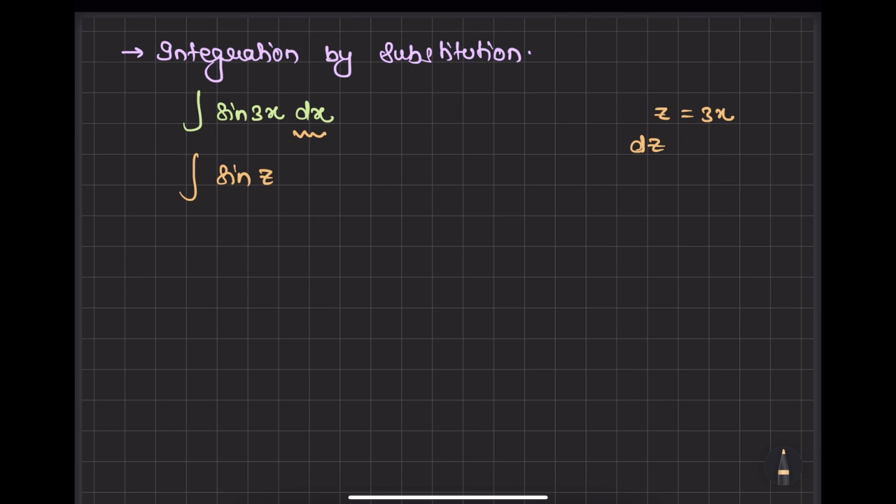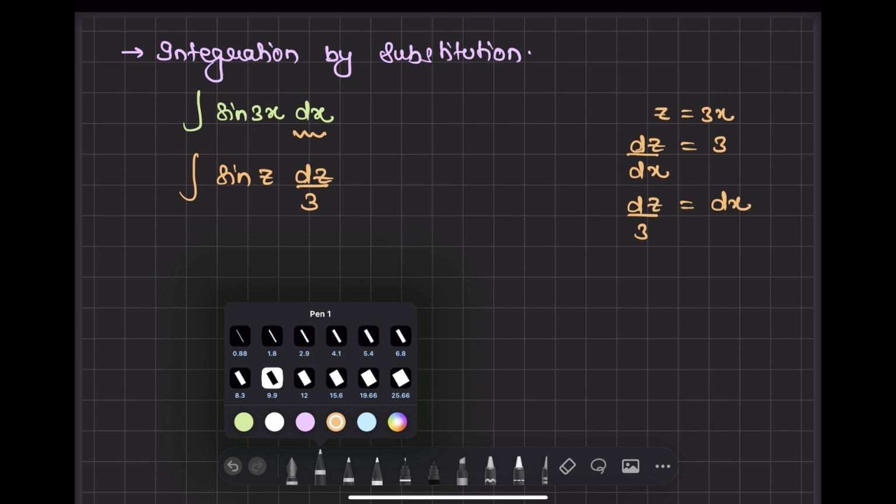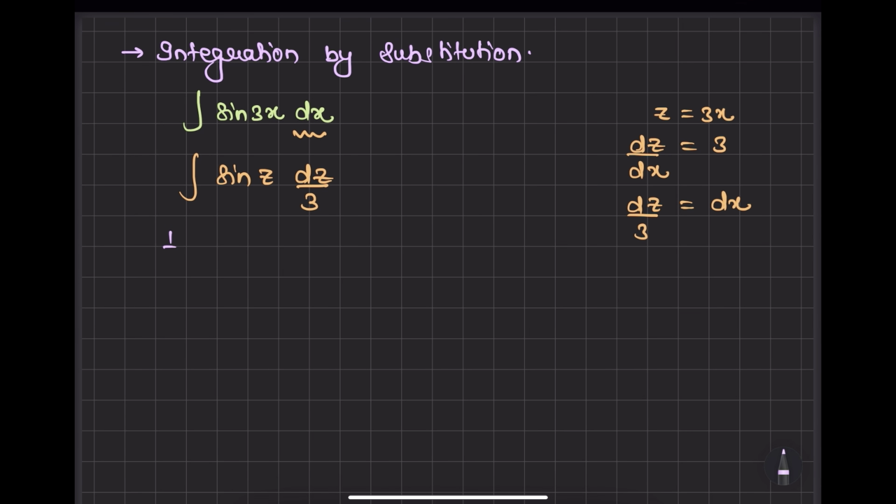So differentiation of z will become what? dz by dx, and differentiation of 3x will become 3. I want to find out the value of dx, so can I write the value of dx as dz by 3? Now we will be writing dz by 3. You know that if anything is constant, you can take the constant outside. Now we have the question as sin z dz.